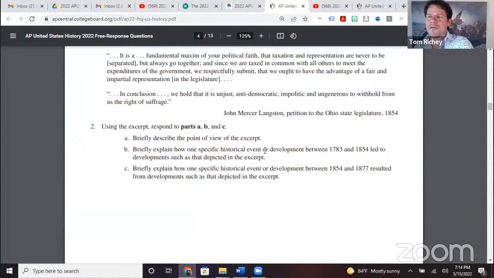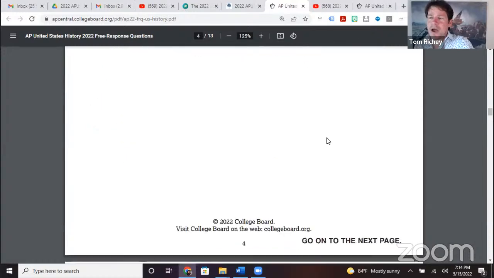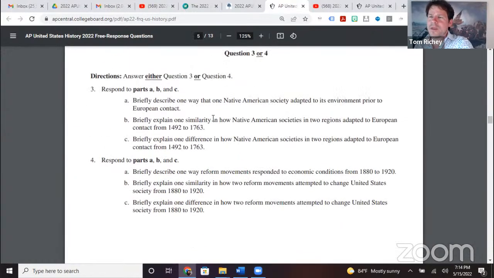So a historical event or development between 1783 and 1854. And then we go 1854 to 1877, with 1854 being the year of the Kansas-Nebraska Act. So this is the Kansas-Nebraska Act through the end of Reconstruction. This is the Treaty of Paris, 1783, ending the American Revolutionary War, through the Kansas-Nebraska Act. And from there, we see here, Native American society and then reform movement. So I'm going to go ahead and we're going to put the SAQ aside.